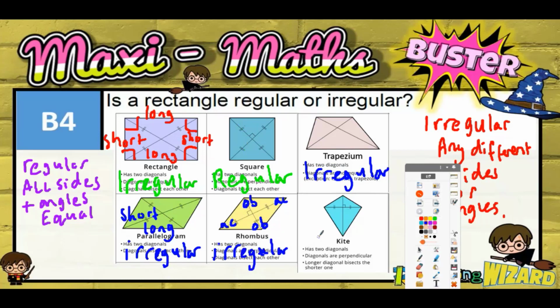A kite, are all the sides the same? No, because you've got two short sides at the top, two long sides at the bottom. So that's straight away irregular. So as you can see, the only one of these that we would class as regular is a square. All the other quadrilaterals are irregular.